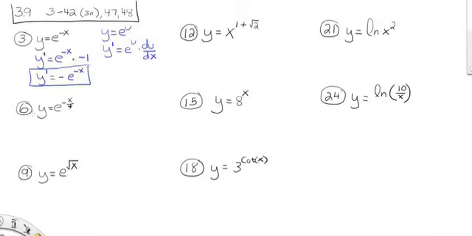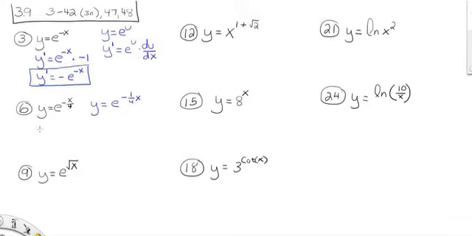So number 6, this for some people looks a lot like a quotient rule problem, but it's a little bit easier to do if we just rewrite the problem to be y equals e to the negative 1/4 x. And then it's essentially like the previous problem. So once again we have a chain rule. The outer function is the e, and then instead of just being e to the x, we have e to the negative 1/4 x. So that's what makes it a chain rule.